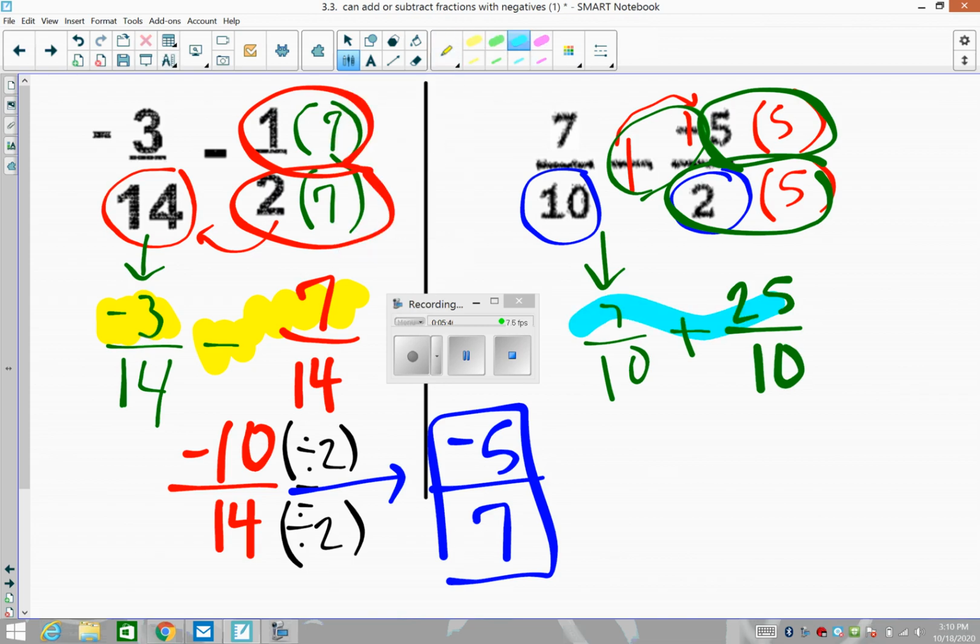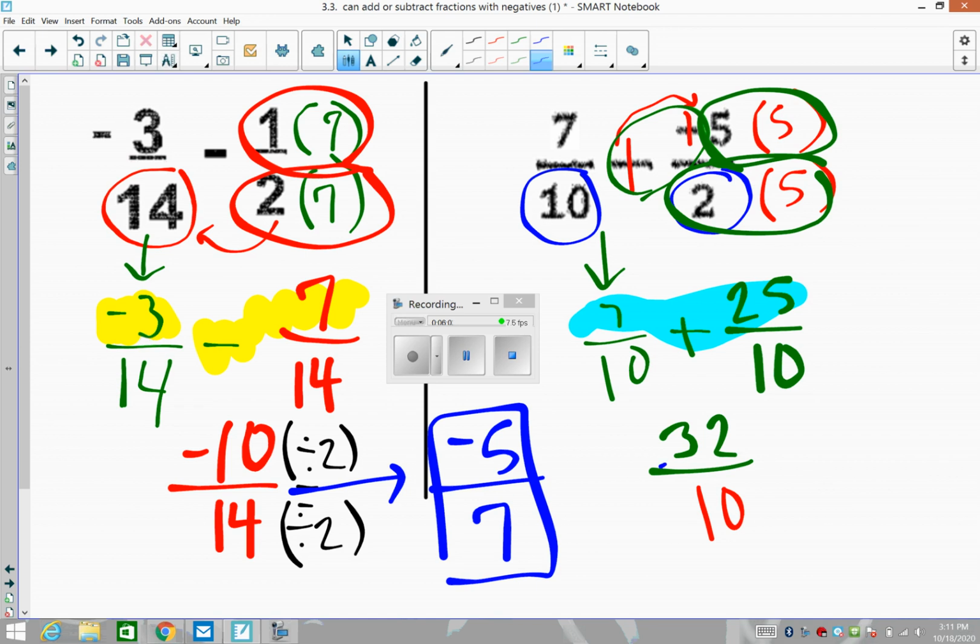Now, I add the numerators. I tug of war that. Everything is positive, which gives me 32 on team positive. We leave the denominator, and then we simplify if possible. So we can leave this as an improper fraction, or we can leave this as a mixed number, perhaps. So let's see what happens.